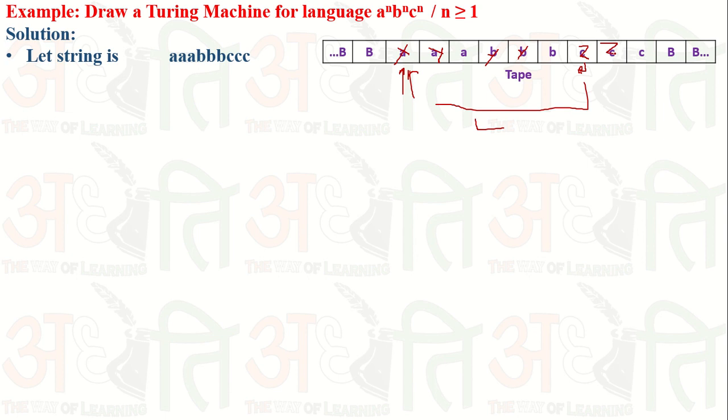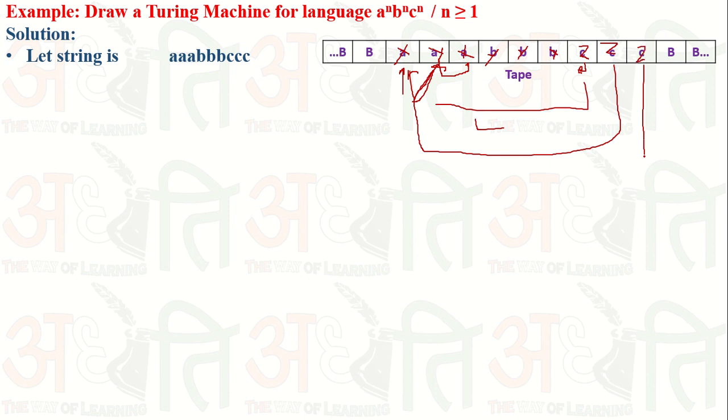After finding the z, we move back again to the left side and find the x. Where is x? Here we have x. After the x, we again find the a. When we find the a, we mark it as x. Then we pass all y's. Then we find the b and mark it as y. Then again we go to the right side, pass all the z's and look for c. If we find the c, we mark it with z.